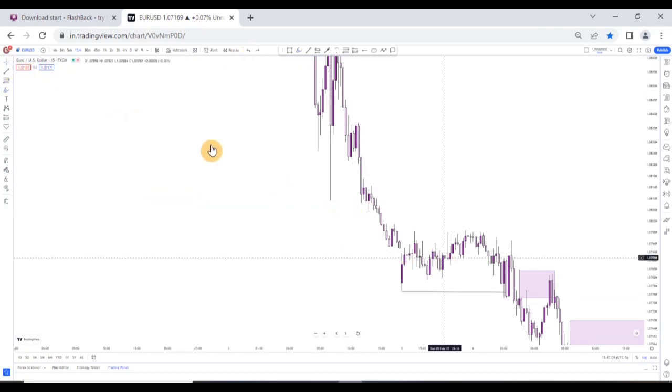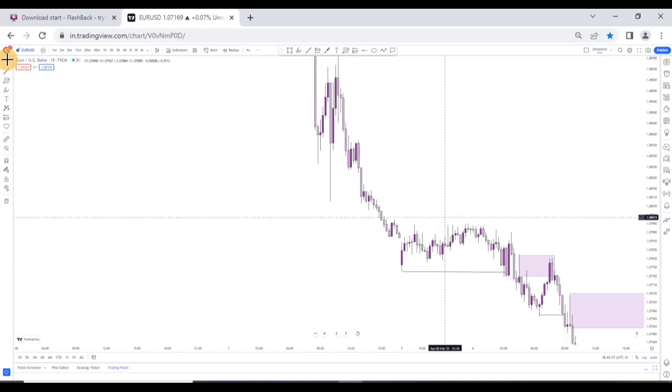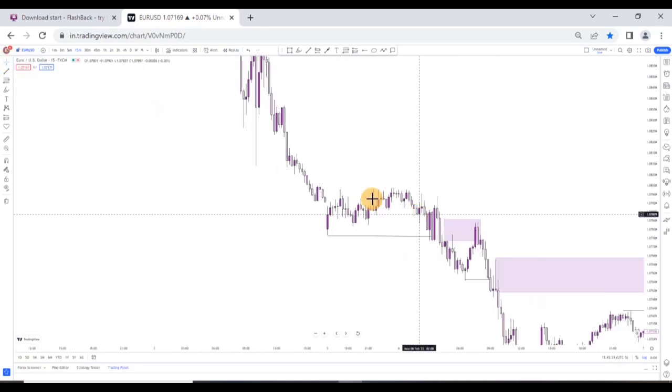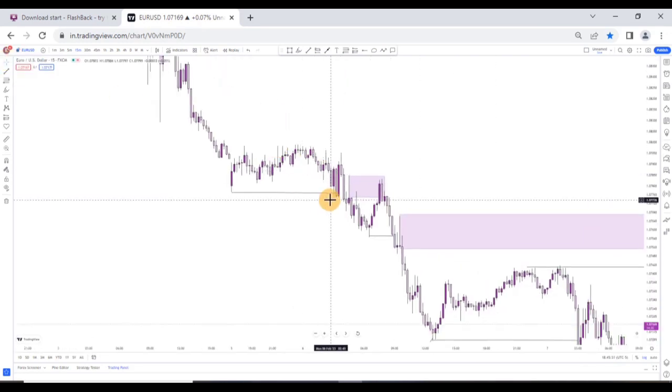So after that break of structure, remember we said we anticipate a pullback, isn't it? Yes. After a break of structure, the next thing that we anticipate is a pullback. So why is my TradingView behaving like this? Okay, nice one. It's set. So after the break of structure, we anticipate a pullback.